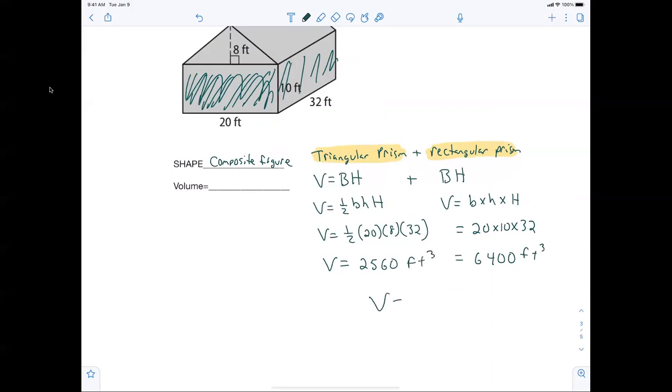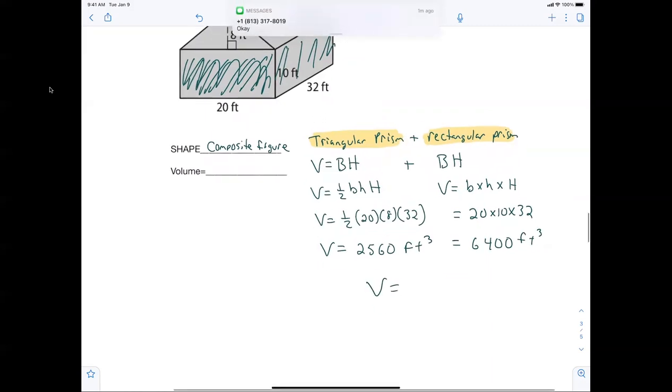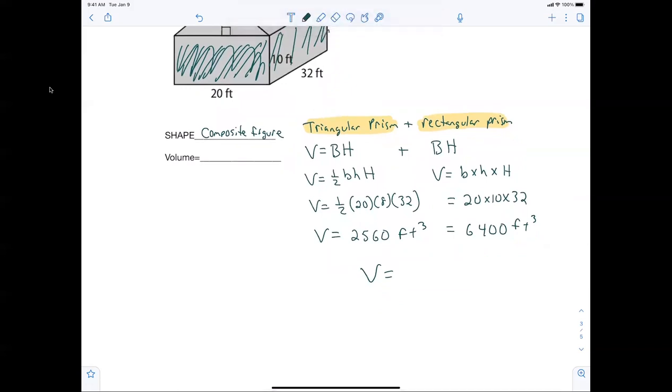So altogether, the volume would be what? 8,960 cubic feet. He's a good boy. All right. Anybody else have any issues? Anybody? Yeah, you're just adding them.